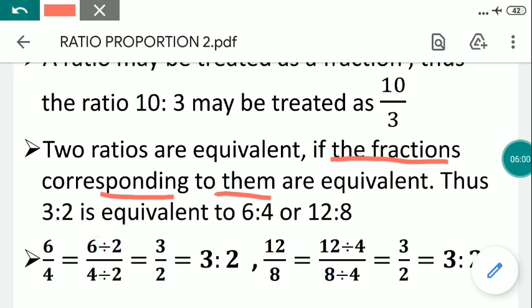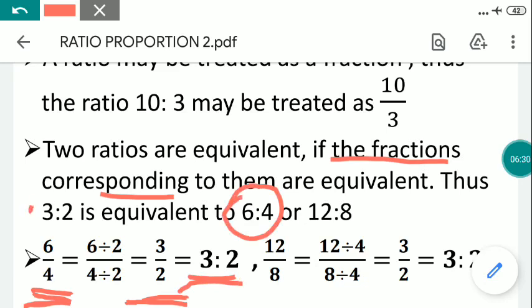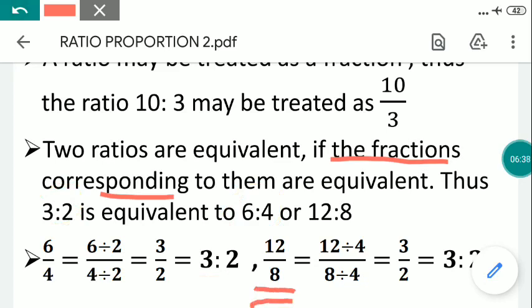We check how they are equivalent. Yes, 6:4, write in terms of fractions, 6/4. So find its lowest form, that is, divide numerator and denominator by the highest common factor of 6 and 4, that is 2. So 6 divided by 2 upon 4 divided by 2 is equal to 3/2. And this fraction in terms of ratio is 3:2. So 6:4 is the same as 3:2. Next, 12:8, written as 12/8.